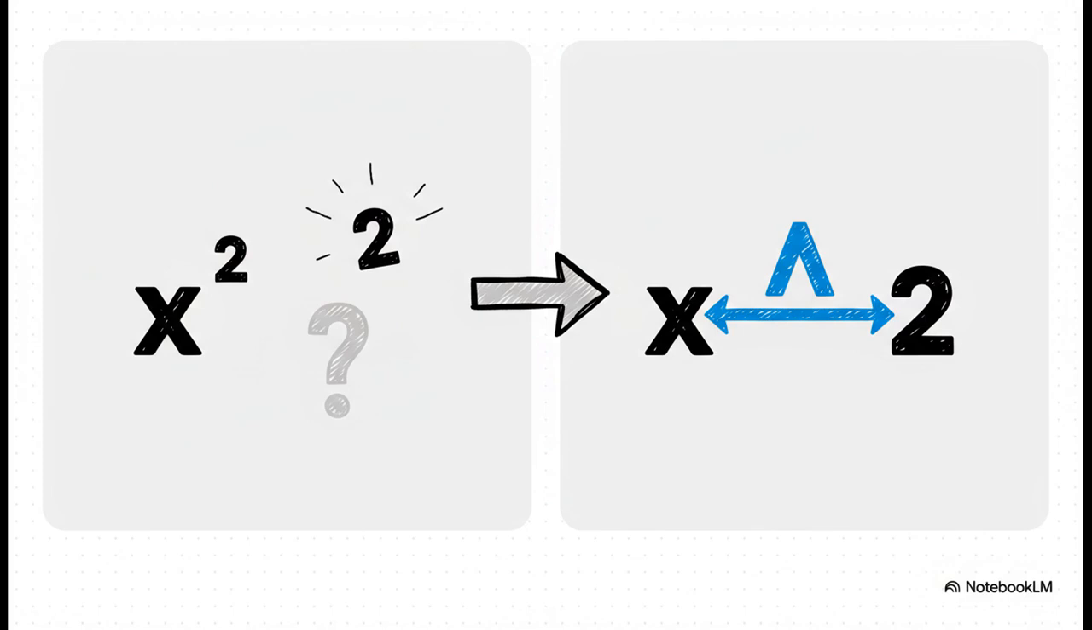So, what about that original problem, x squared? Well, this is how Maple solves it, with the caret symbol, that little upward pointing arrow. So x to the power of 2 is written as x ^ 2. This simple syntax lets you write out any exponent with perfect clarity, no more ambiguity.